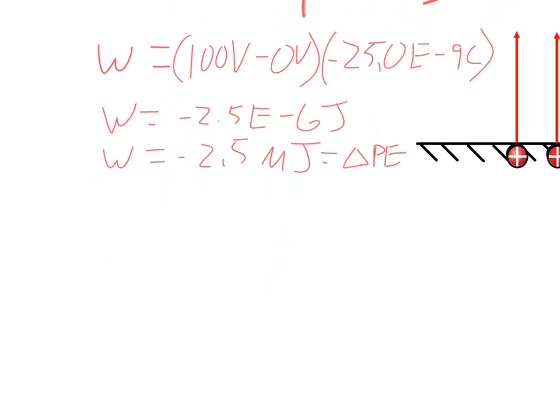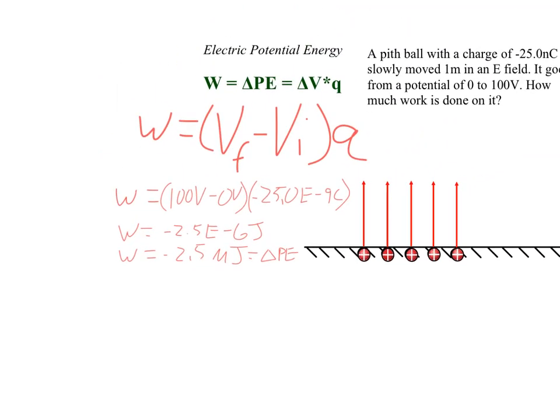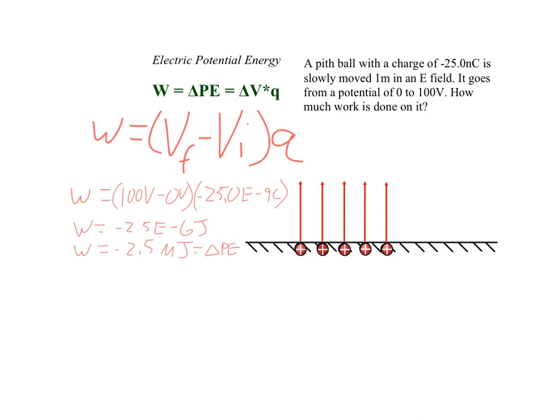Now, if we think about what's going on here, the fact that the work is negative means it lost potential energy. So if I throw my little negative charge in here, because it says that the ball is slowly moved 1 meter in the electric field, we got to think to ourselves, which way would it move in order to lose electrical potential energy?